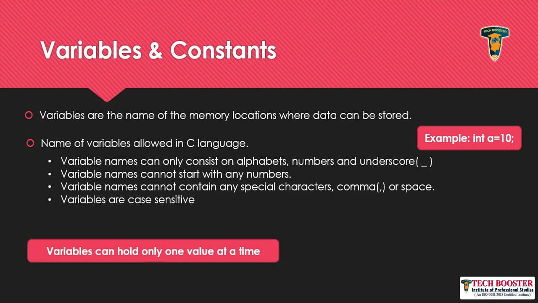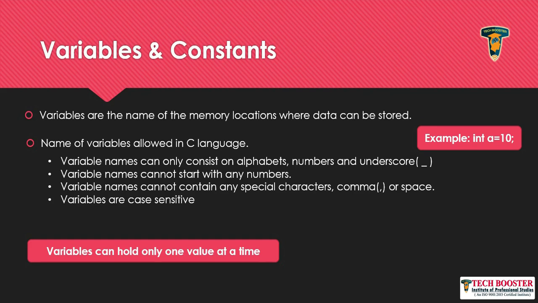Now we can see variables hold only one value at a time. In your program, if you repeat the same variable, your single variable can store a single value at a time. Here I have considered int a equals 10. Again, if I consider int a equals 20, in that case the value of this particular variable will get updated and my new value will be 20.